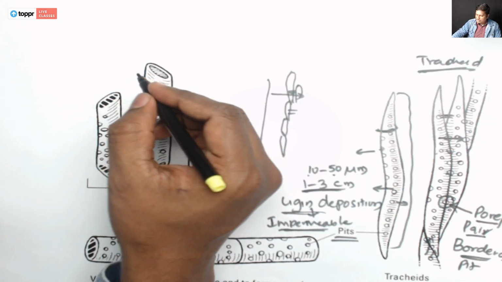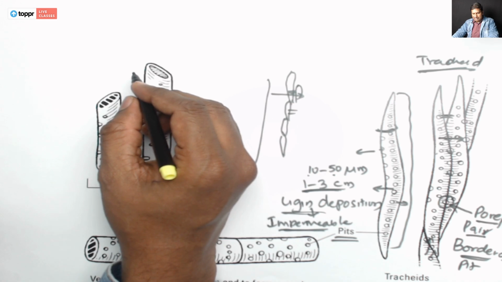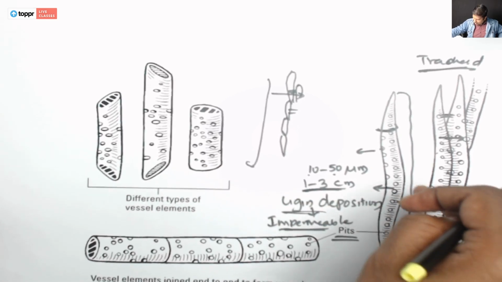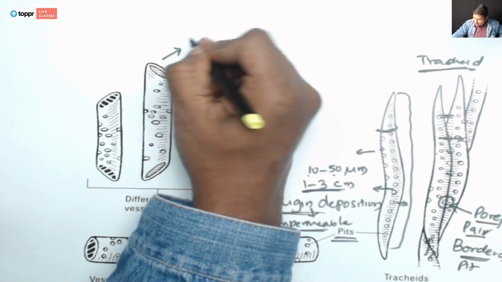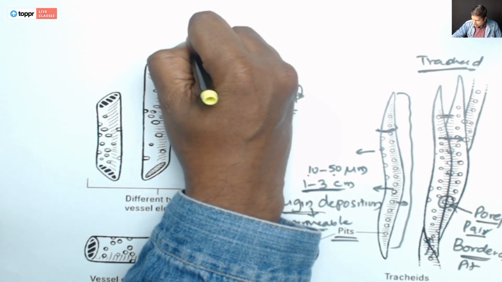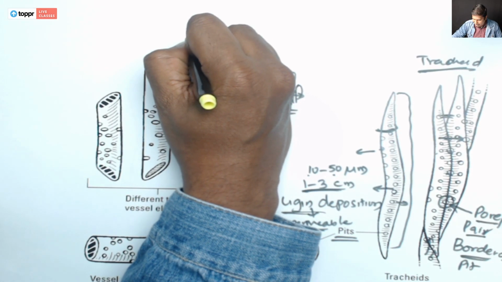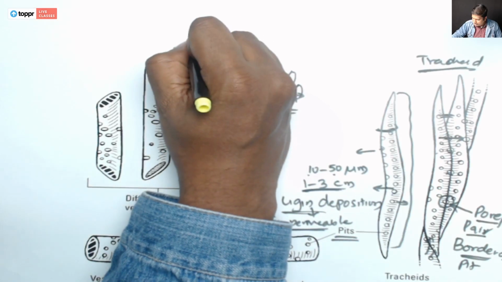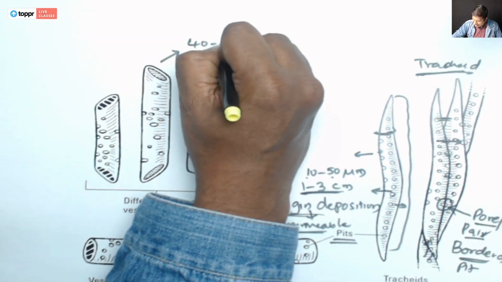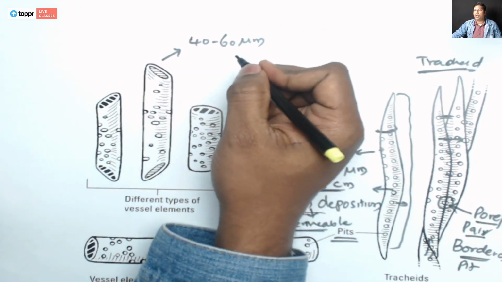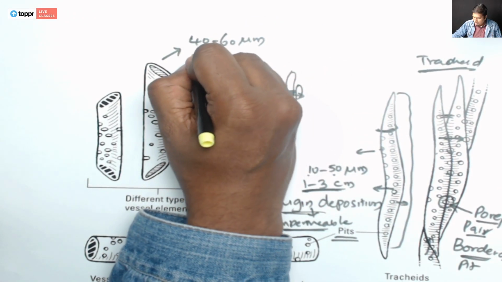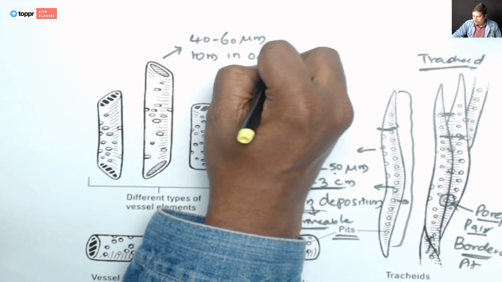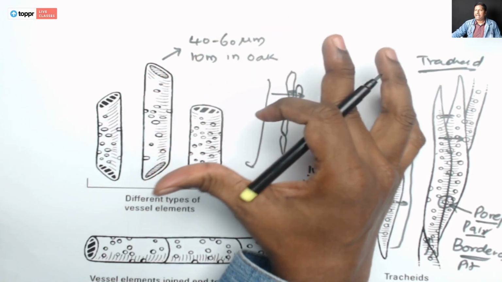Now the second thing is your vessels. The vessels are more or less like the tracheary elements. However, the vessels are a bit bigger. They have a bigger diameter than these, and their length varies. It can vary from 40 to 60 micrometer in some plants, and it can go all the way to 10 meters in plants like oak. This one thing can be 10 meters.